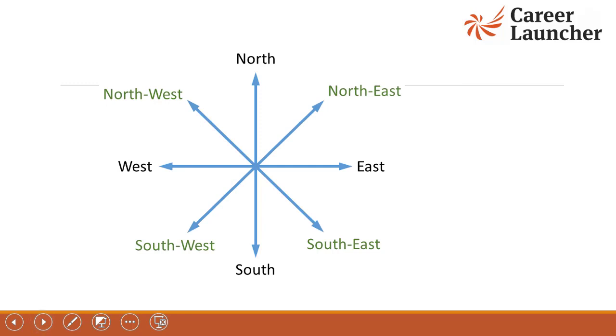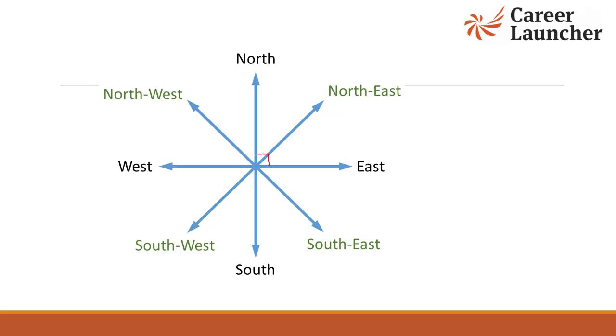As you can recall, in the previous session, we have already looked at the four primary directions, that is north, south, east and west. Also, we know there are four secondary directions: northeast, southeast, southwest and northwest. Now let's have a look at the relationship or the angle between these directions.